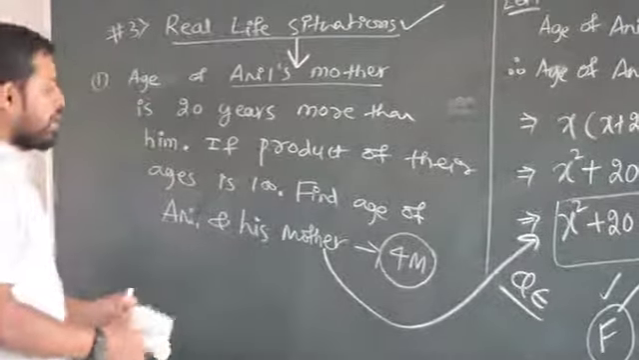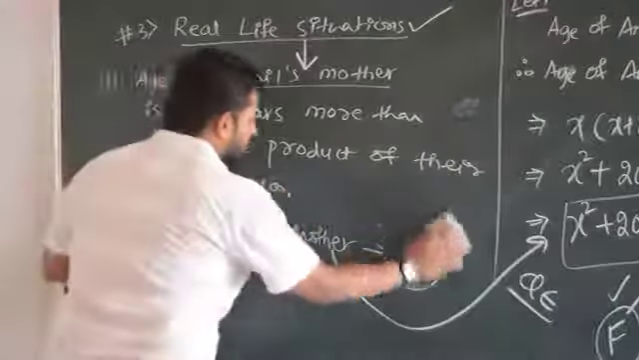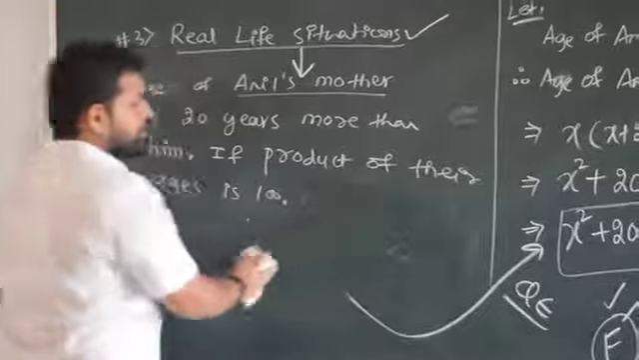Let us try to represent. Okay, let me rub it off. I mean, find the age of Anil and Anil's mother. We don't want it.